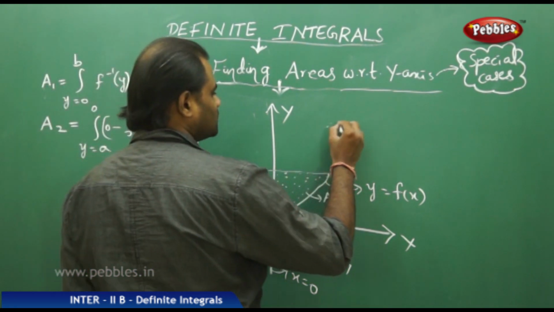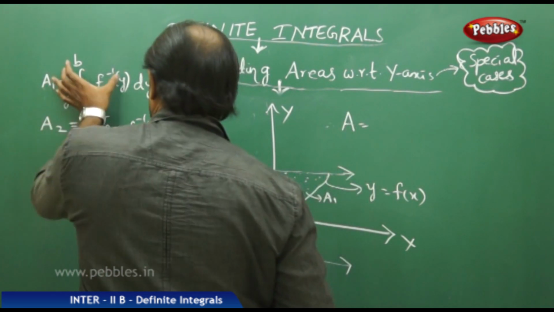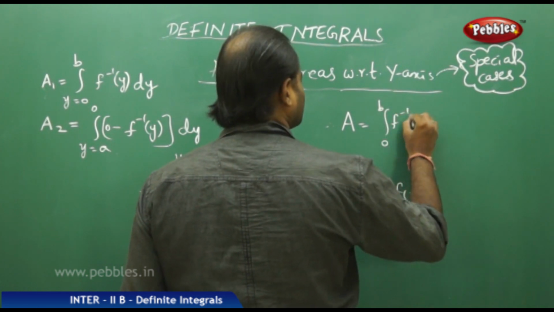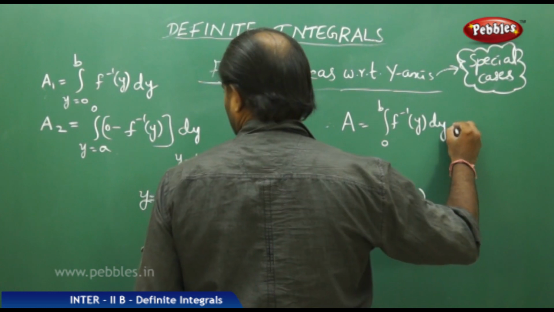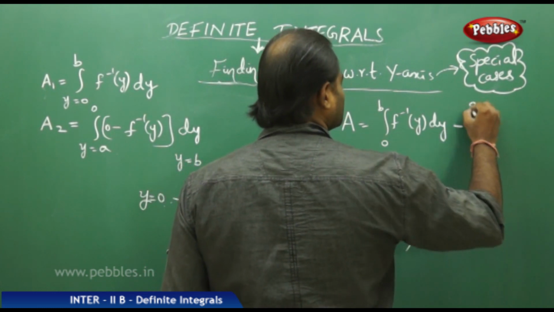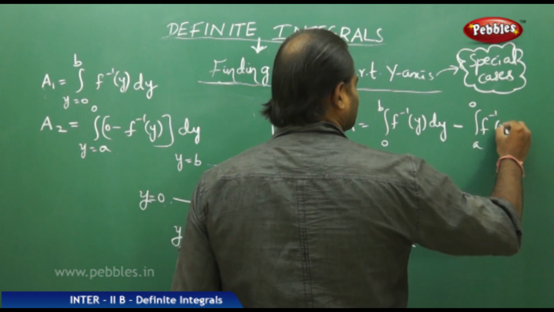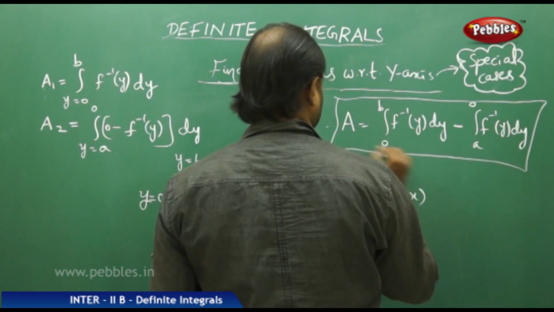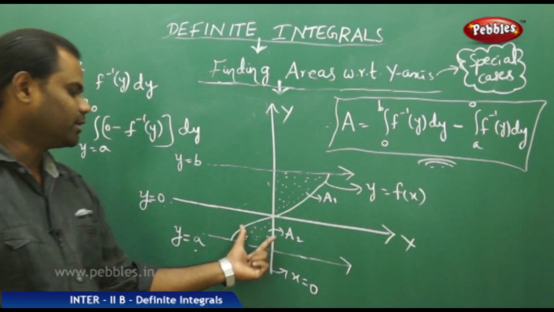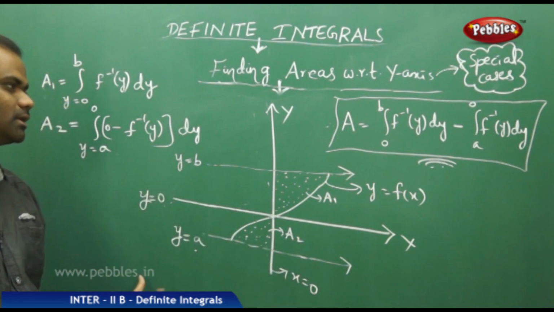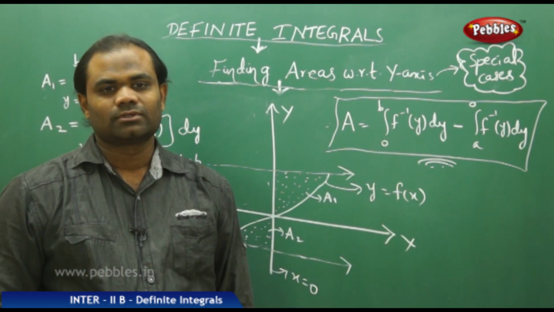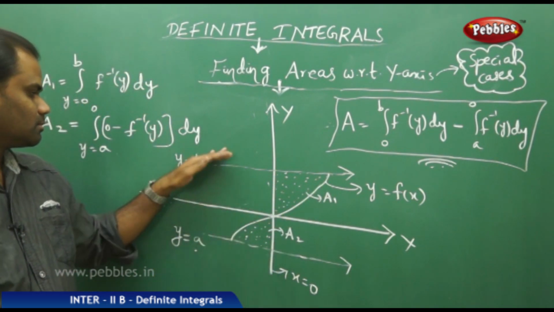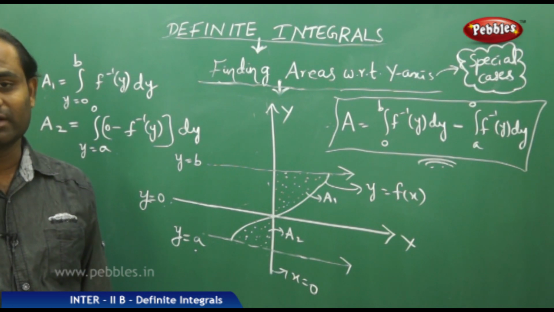So as we see, the area is integral 0 to b of f inverse y dy minus integral a to 0 of f inverse y dy, which is what we get when we add the two areas a1 and a2. So sometimes we need to add the two areas, which are split using the limits accordingly for both areas.